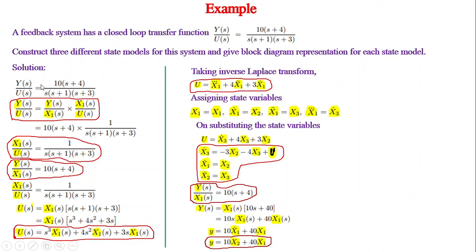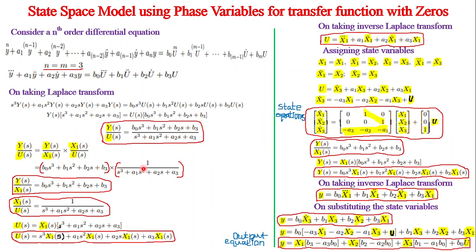So the transfer function is there. The transfer function is written in the form of decomposition. So zeros alone: y of s by x1 of s, and x1 by u is poles. That is how we have written, no? x1 by u is poles, y by x1 is zeros. That's all, same thing.